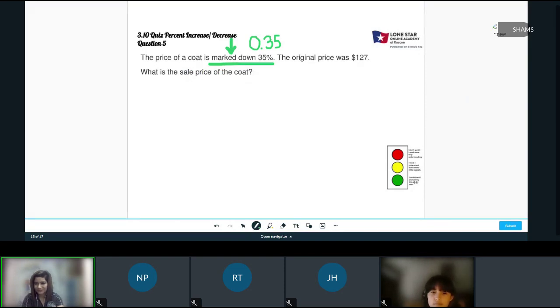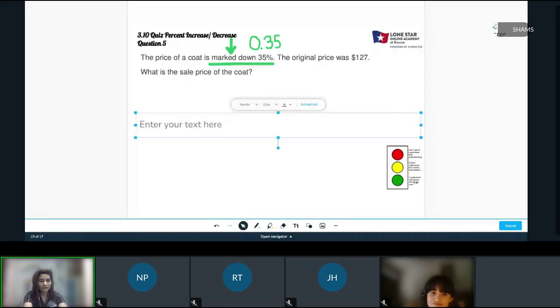Good, Glendy. Very good, Emma. So let's go ahead and see. First, you guys know the markdown means it was a discount. The price went down, probably it was a discount. It was 35% discount, right? The price of the coat is $127. The discount is 35%, 0.35. Multiply them and find how much is the discount.